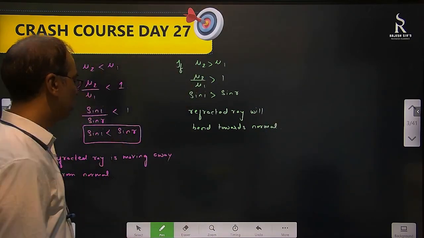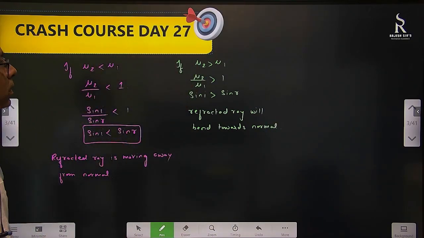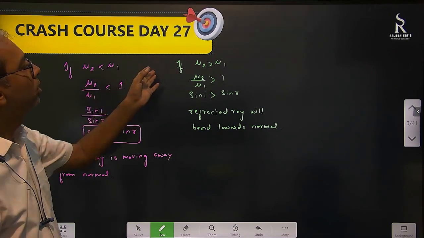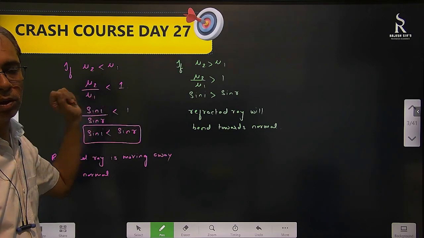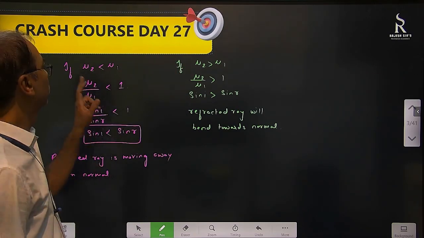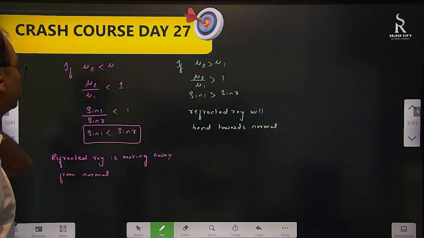So this is how it is. Very simple. When mu 2 is greater than mu 1, that means we are entering into a denser medium. When mu 2 is less than mu 1, we are going into a rarer medium.